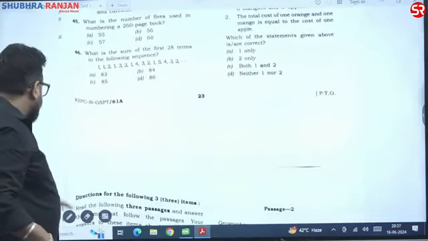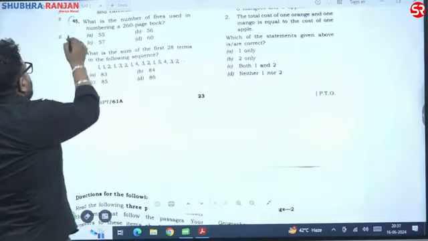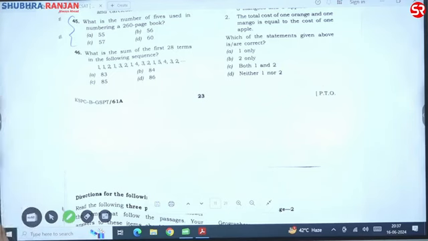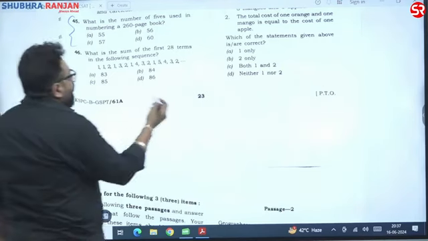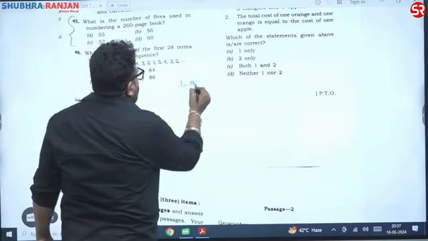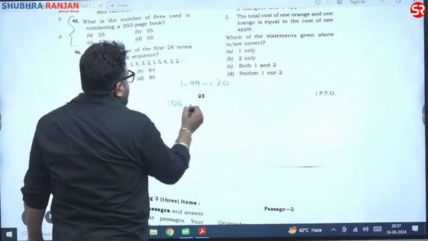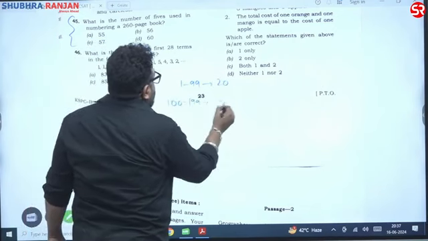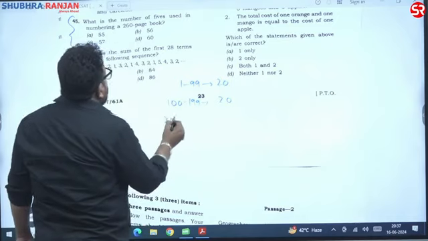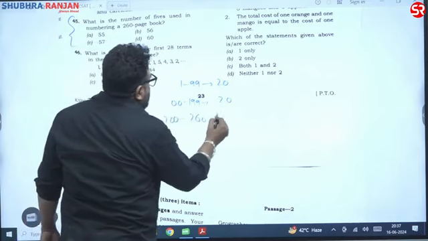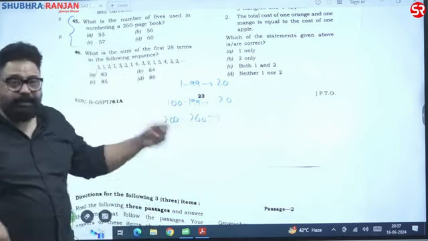Number of fives. Again, I hope you remember we have done this in the classroom. So 1 to 99, how many fives are there? 20. And then 100 to 199, again 20. Then let's talk about 200 to 260. This is where many of you would have made a mistake.